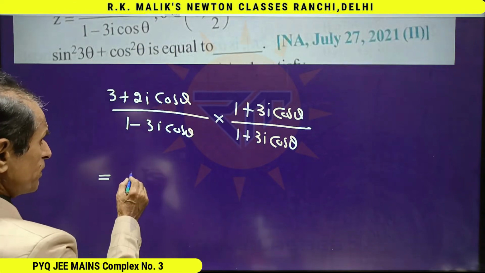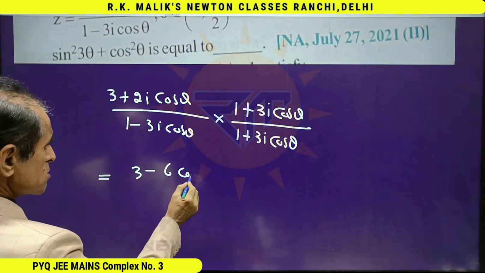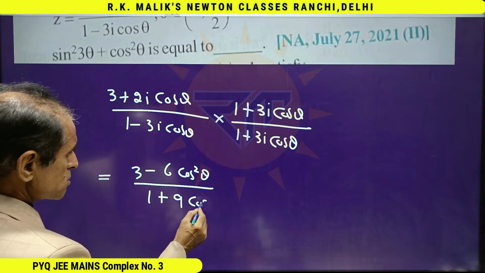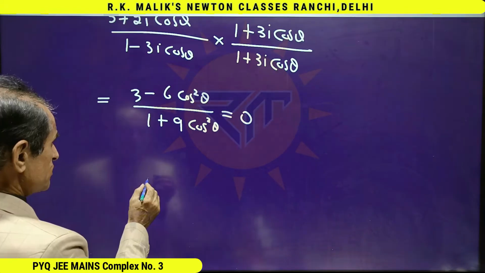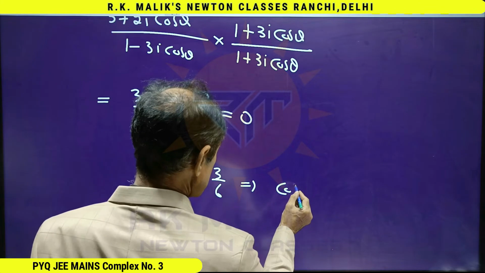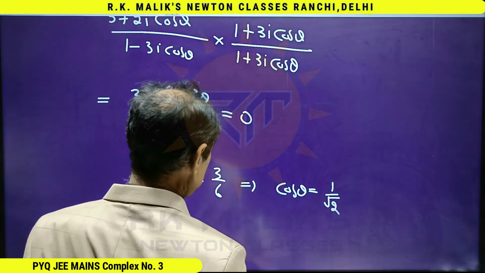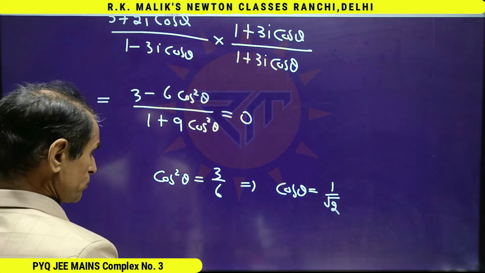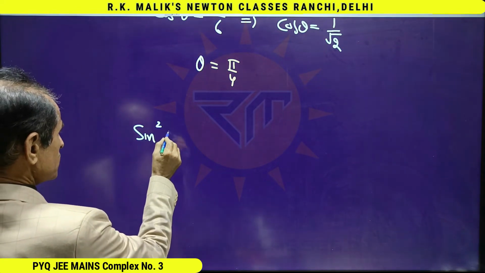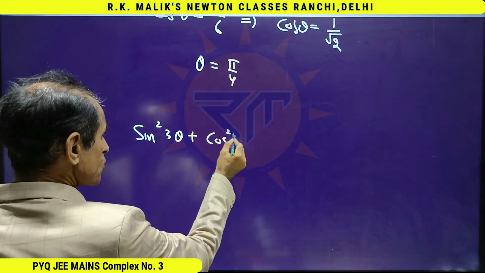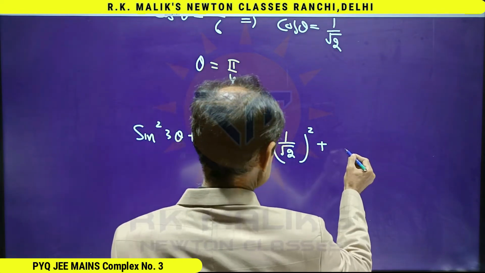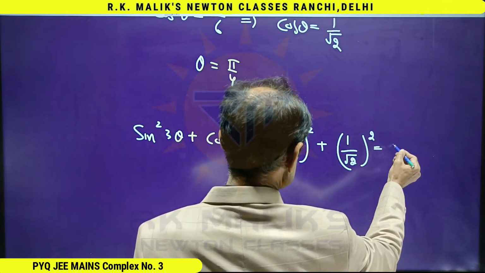Clearly, the real part of this will be (3 minus 6 cos square theta) upon (1 plus 9 cos square theta). We put it equal to 0. That is, I get cos square theta equal to 3 by 6, that is 1 by root 2 square, because it is given that theta lies between 0 and pi by 2. That is, I can say theta equal to pi by 4. Hence the value of sin square 3 theta plus cos square theta is equal to (1 by root 2) square plus (1 by root 2) square, that is 1.